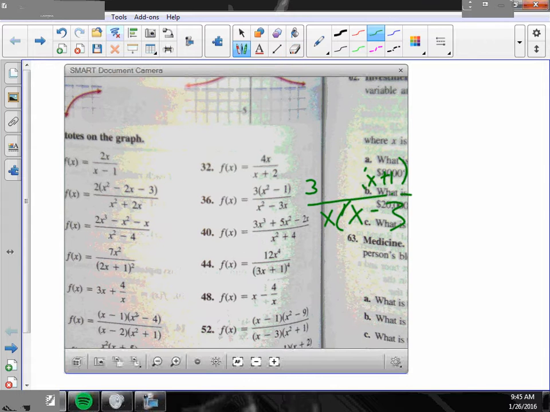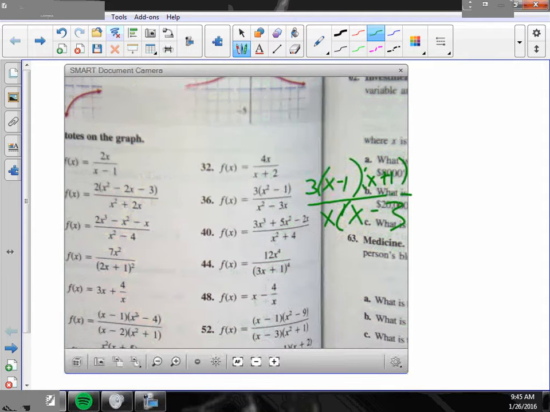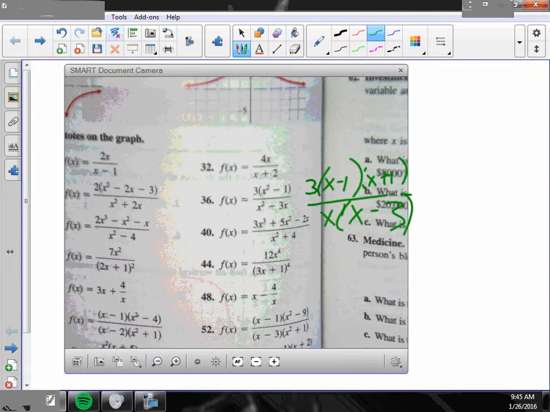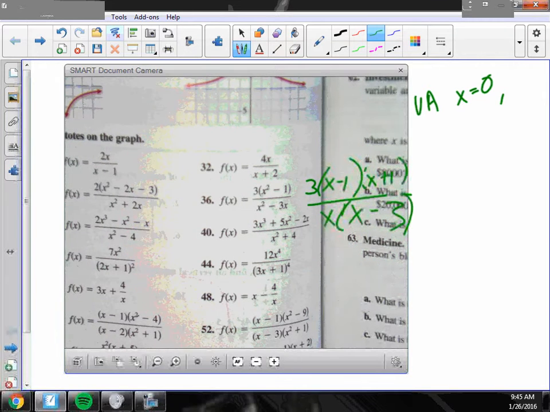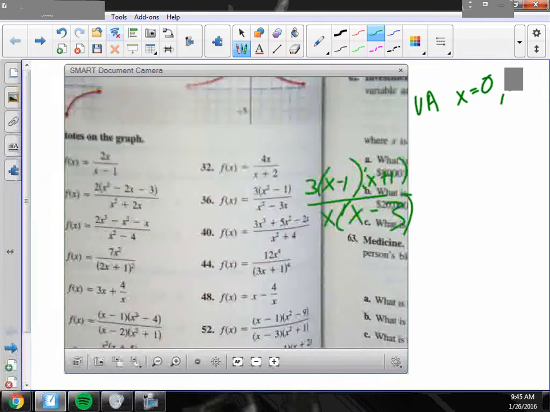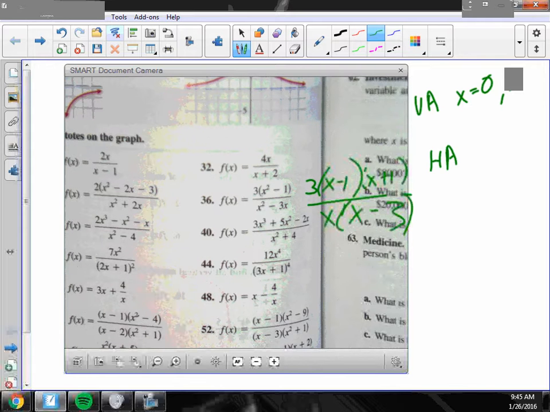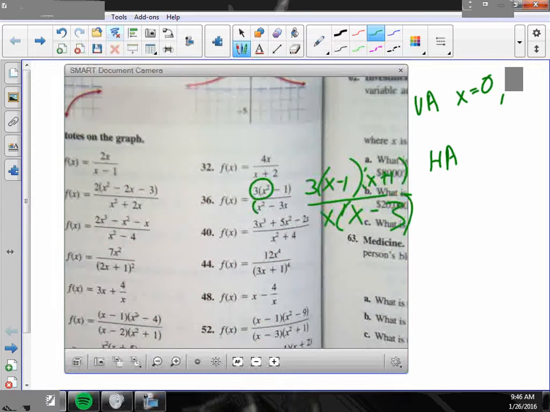Glad you guys are here, keeping me straight. Okay, so I was trying to say there's a hole, but there are no holes because nothing canceled. So we have vertical asymptotes at x equals 0 and at x equals 3. Everybody gets that, right? Okay, what about HAs? Does this have an HA? Well, this would be 3x squared divided by x squared gives us y equals 3.